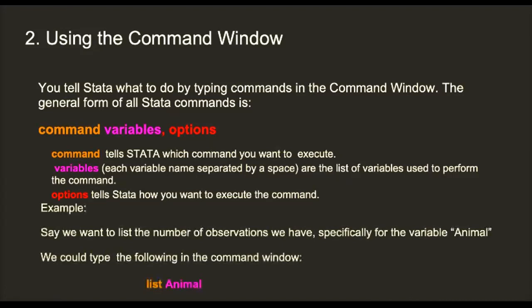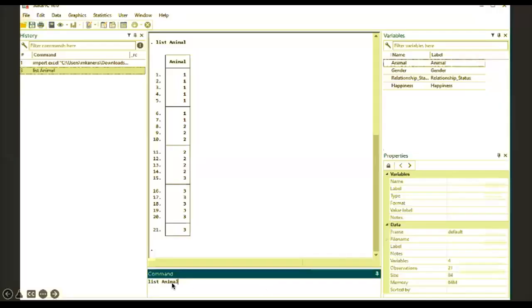So for example, say we wanted to list the number of observations we have specifically for this variable named animal in our data set. And just for a little backstory with this variable, the variable animal represents how many pets people have. So in order to perform this command of finding the number of observations in the animal variable, we could type the following command in the command window. So we would say list animal. So right here, list animal. And what it will produce is literally a count of the variable animal. And then as you can see here in this window, it gives us the list of our recent commands.